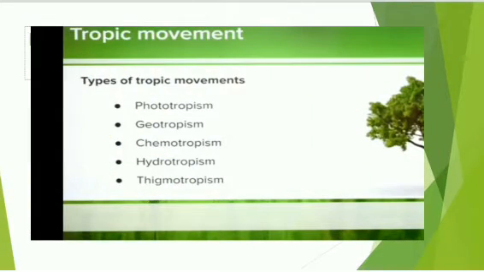Okay, next. So this is tropic movement, nothing but the direct movements in plants. Types of tropic movements: there are 5 types. The first is phototropism, then geotropism, chemotropism, hydrotropism, and thigmotropism.